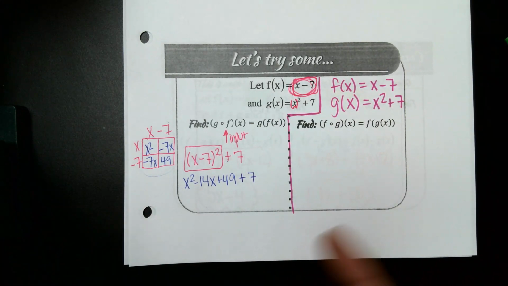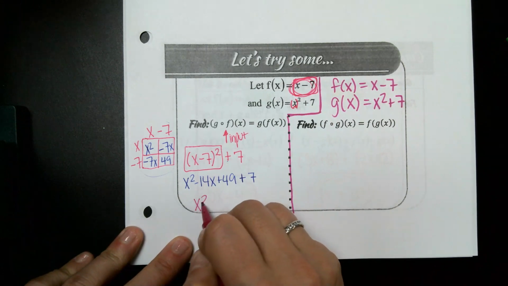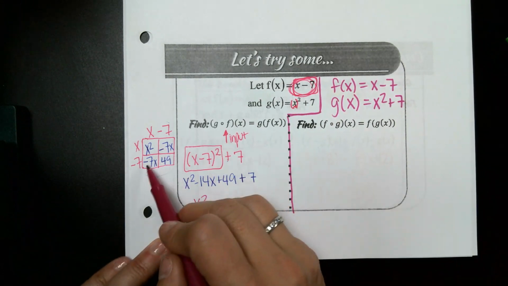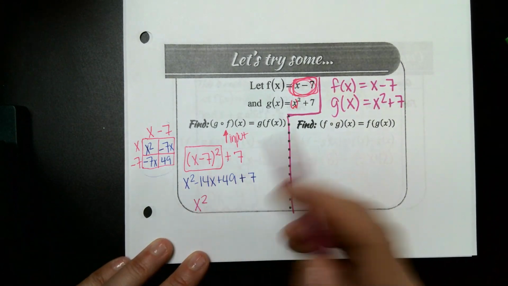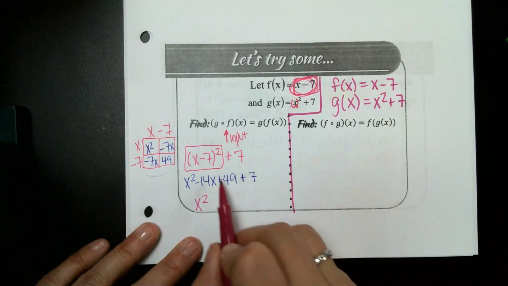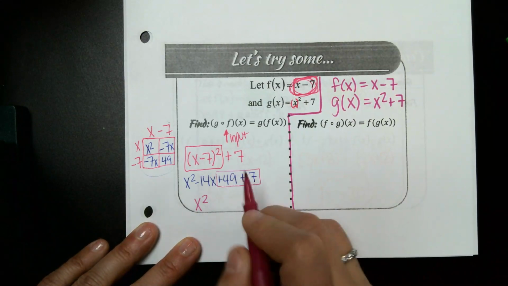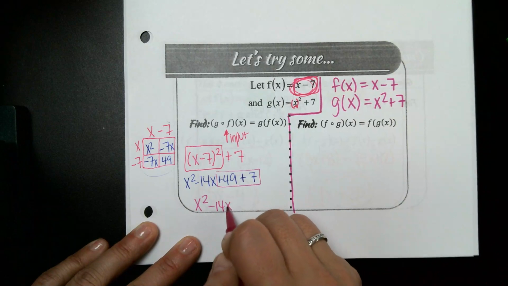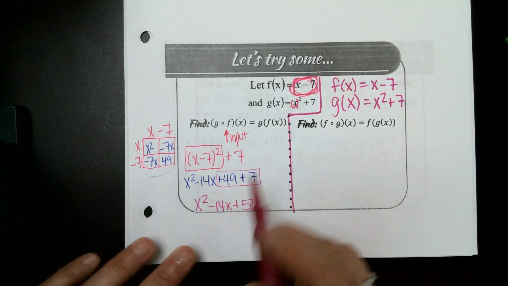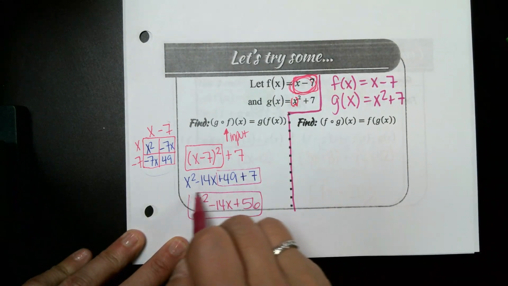And then what can I combine? Where'd you get 14? Negative 7 and negative 7 makes negative 14. The 49 and 7 we can go ahead and add together to make 56. And that right there is your final answer.